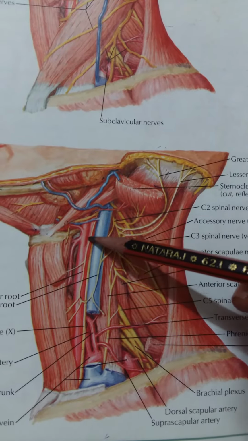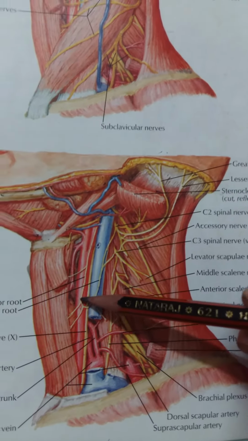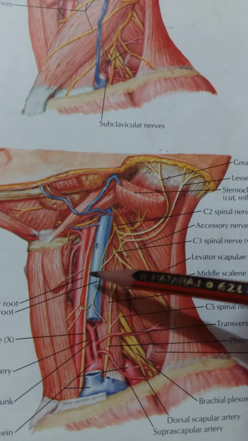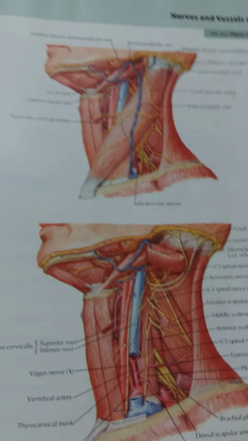This is the superior root of ansa cervicalis. This is the inferior root of ansa cervicalis, and this is a loop formed by the union of the superior root and the inferior root of ansa cervicalis. Now let us see how this ansa cervicalis is formed.